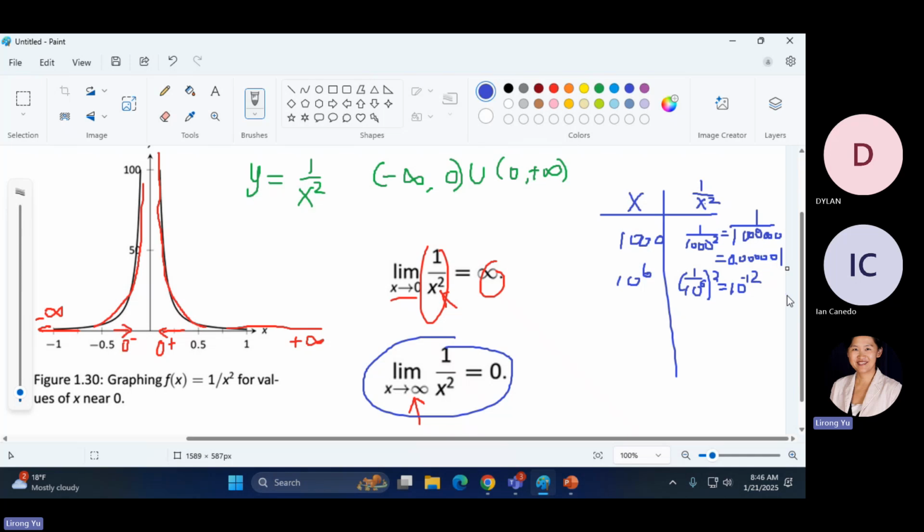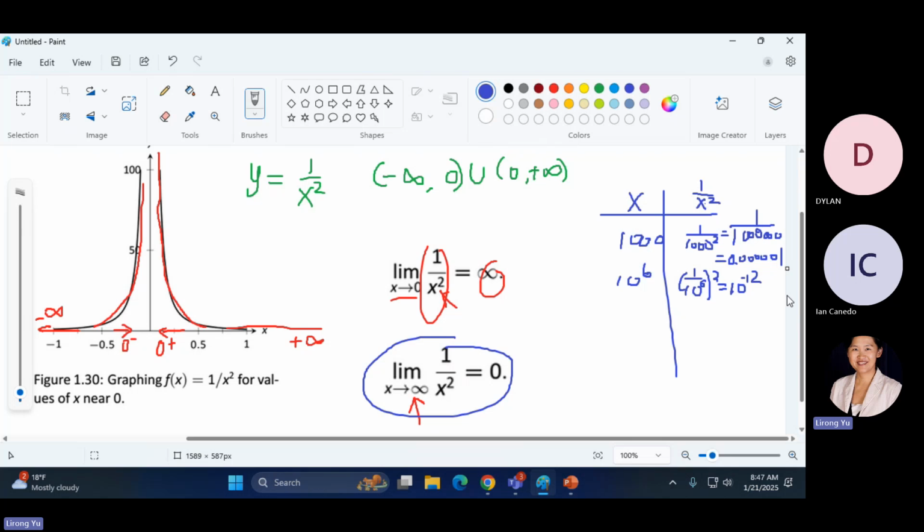And 10 to the negative 12, you also see the same thing on your calculator if you do it with your calculator. 10 to the negative 12 is a really small number. It's 0.000000000001. Basically, you have 12 zeros before the 1 after the decimal point. So you're going to see a lot of zeros before the 1, which means it's a really small number.